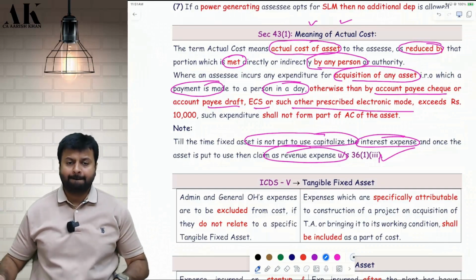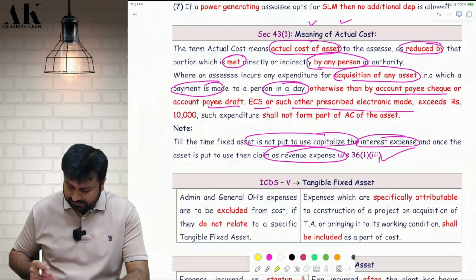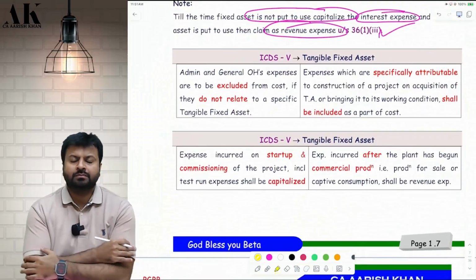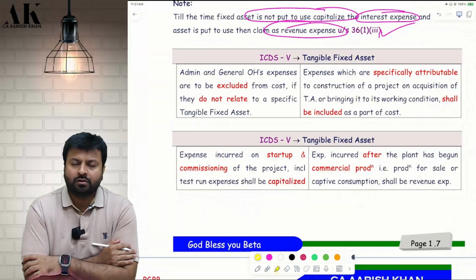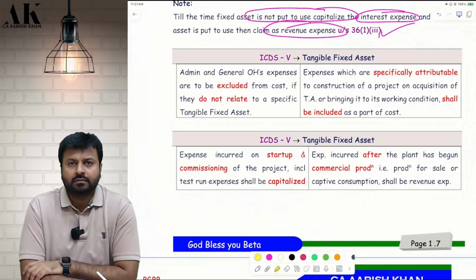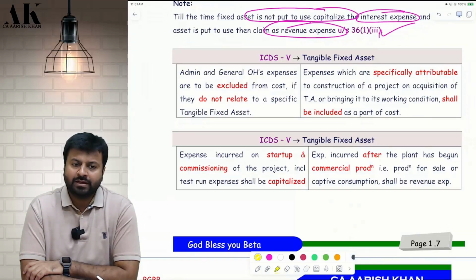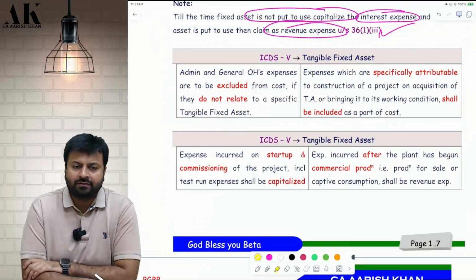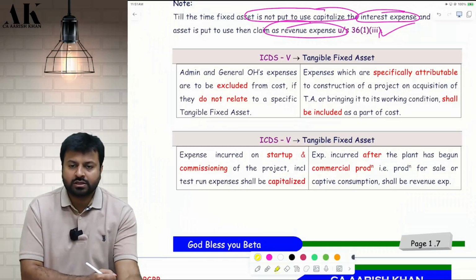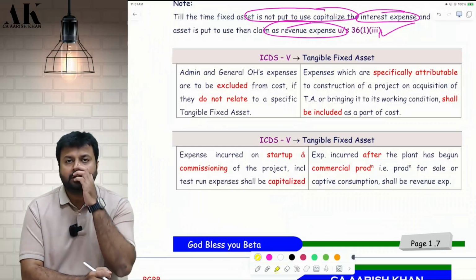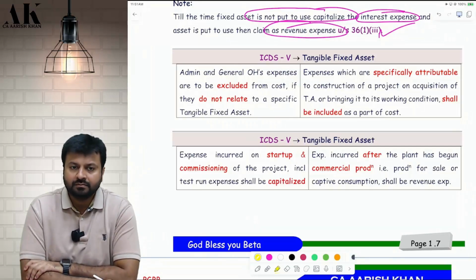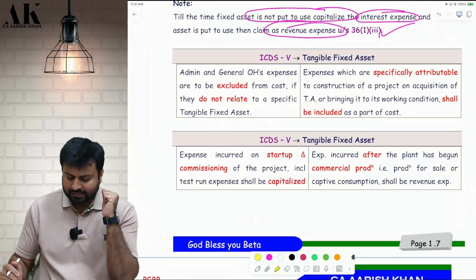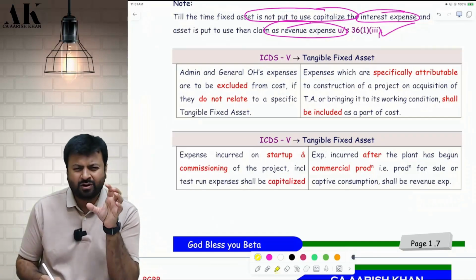Clear? Okay. Now there are some ICDS over here, which I would like to address. Some ICDS about which I have told you earlier. What is an ICDS? It's an Income Computation and Disclosure Standard given by CBDT to compute your income, correct? In income tax, we will not follow the accounting standards. In income tax, we will follow the Income Computation and Disclosure Standards given by the CBDT for the purpose of computation of income tax.